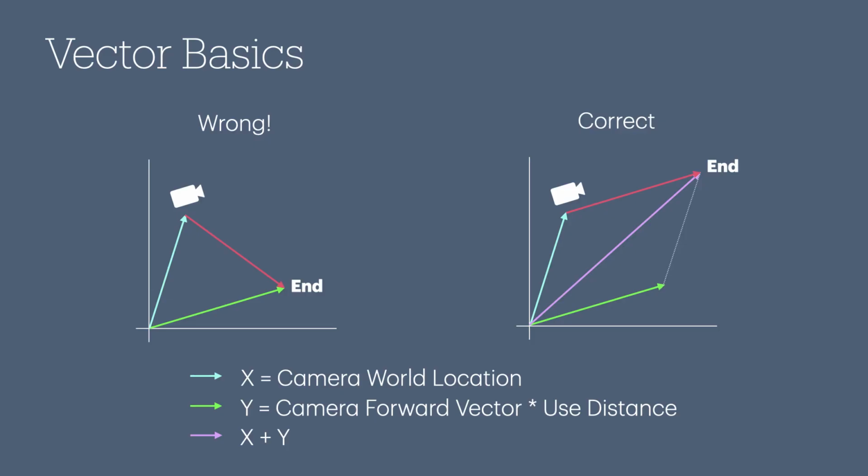The correct example shows how we can add the location and forward vector to find the end point for our line trace. This gives us a line trace that starts at the camera and points in the direction it is facing, and it requires two vectors to describe it, the blue and the purple vectors in this picture.